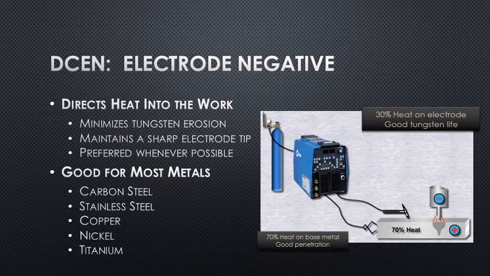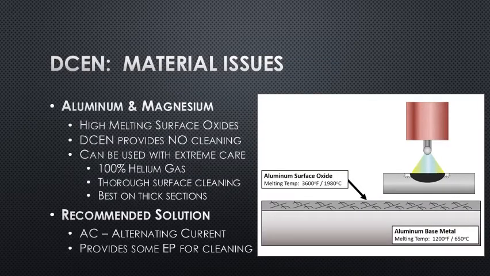All right, so DC electrode negative, again, directs heat into the work, minimizing tungsten erosion, keeps that sharp tip nice and consistent all the way through the weld, and it's usually ideal for most metals. And we would see this used for carbon steel, stainless steel, copper, nickel, titanium, and most of the commonly used materials. However, DC electrode negative does have one issue.